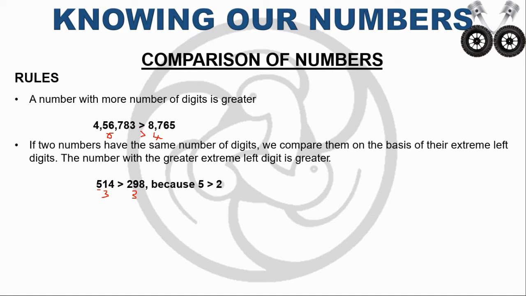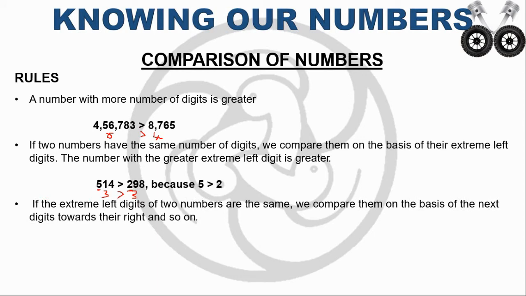So next I have to compare the first digit. What is the first digit here? 5. What is the first digit here? 2. So which is the greatest? 5 is the greatest. So 514 is the greatest number when compared with 298.